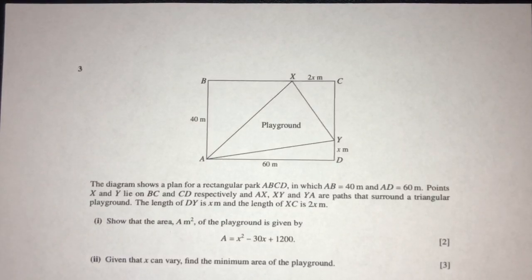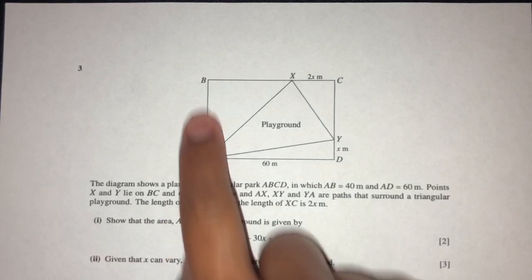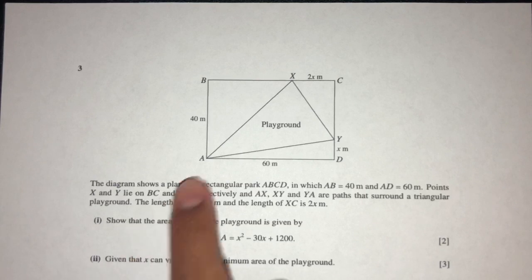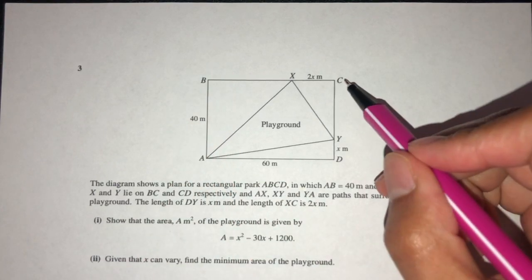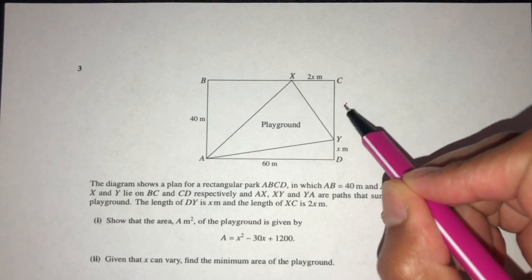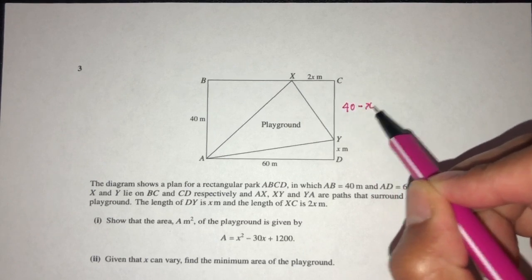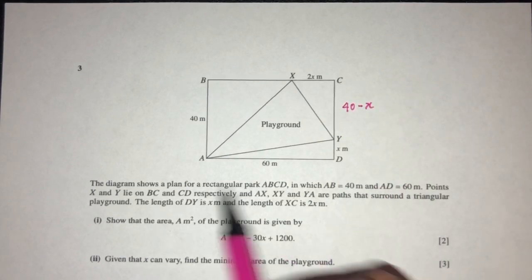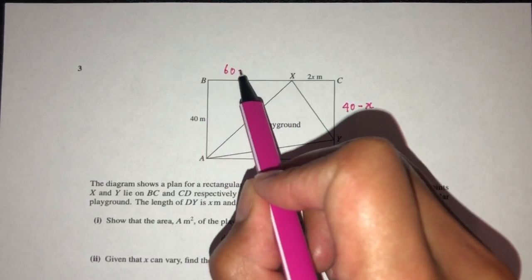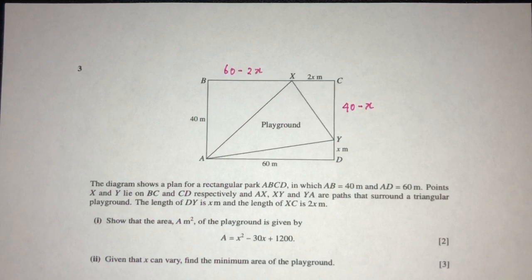The diagram shows a plan for a rectangular park ABCD. So here we have A, B, C, and D. Now AB is 40, so this is 40, which means this is also 40. So what is this one? That will be 40 minus x. Now AD is 60, so what is this one? This will be 60 minus 2x.